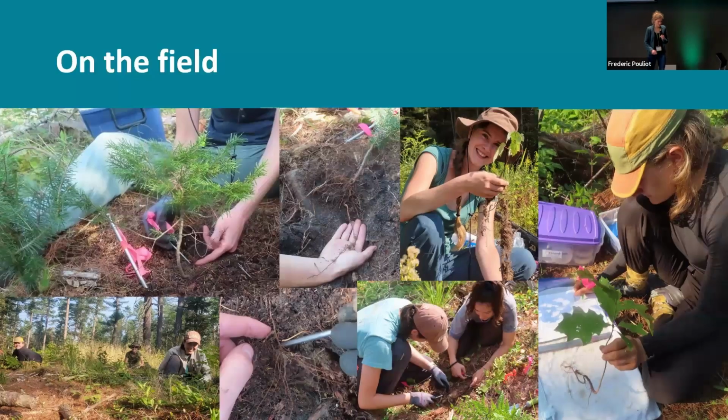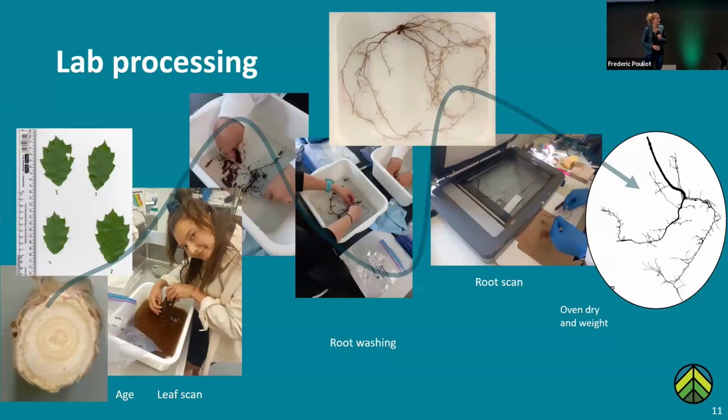That means that in the field we dug up 340 seedlings. It doesn't seem like much, but it's a lot of work because we dug up their entire root system with our hands and with nails. Lab processing involved determining seedling age and leaf area measurements, and at the end we washed the roots and got these beautiful, really clear pictures of the complete root system on scans.